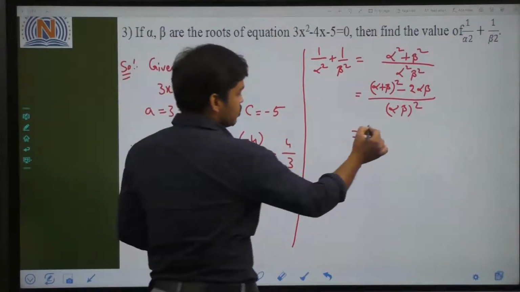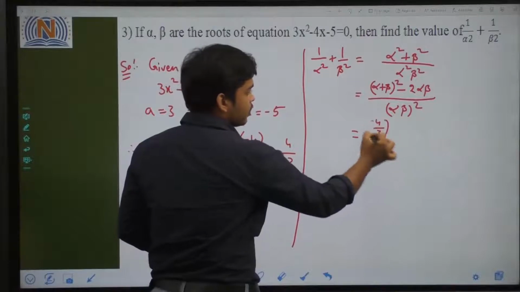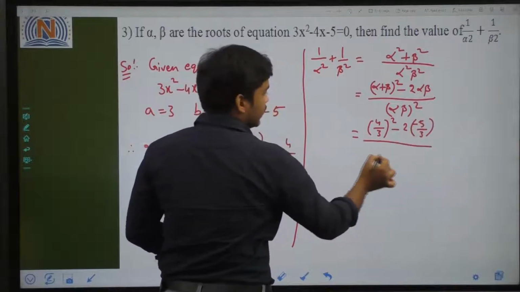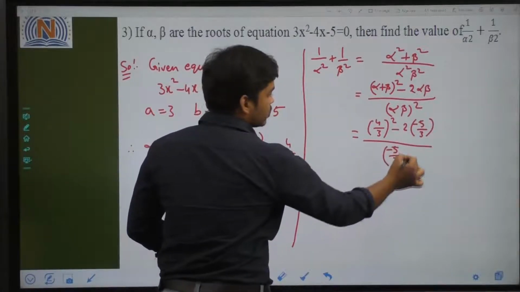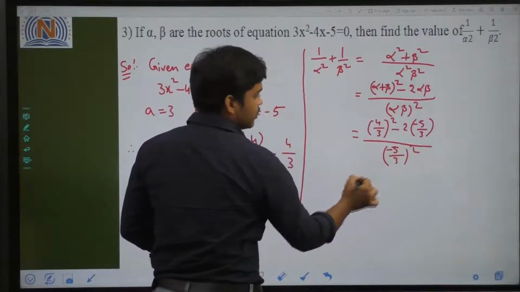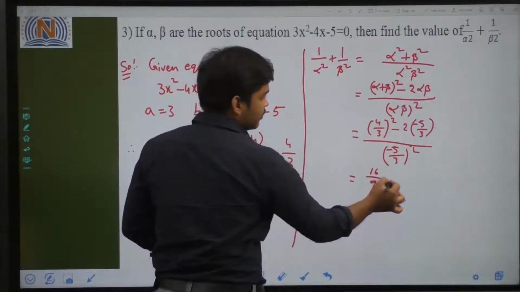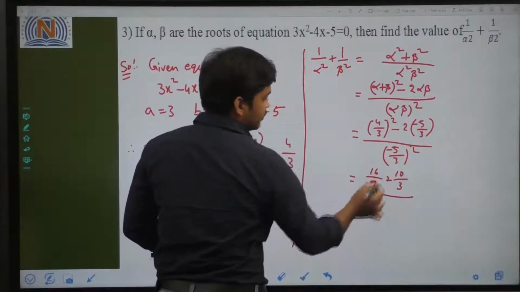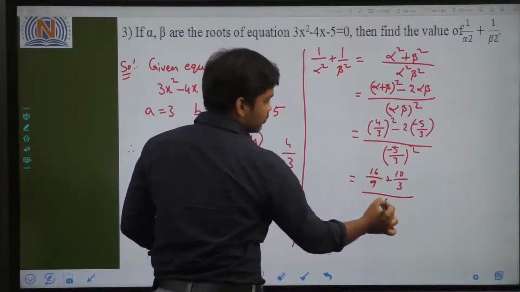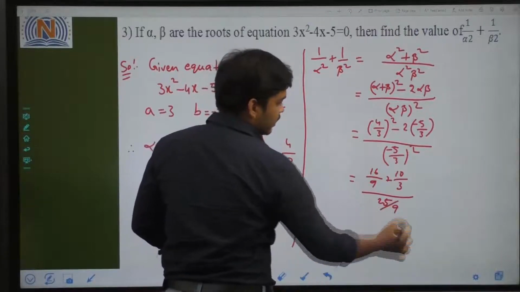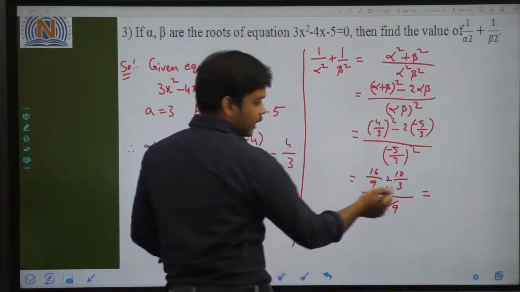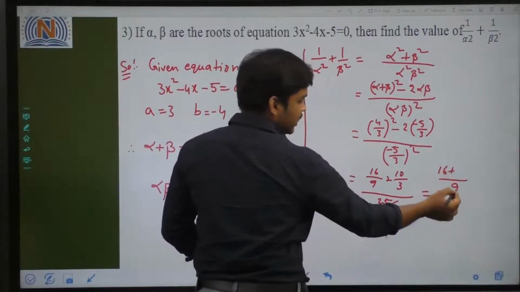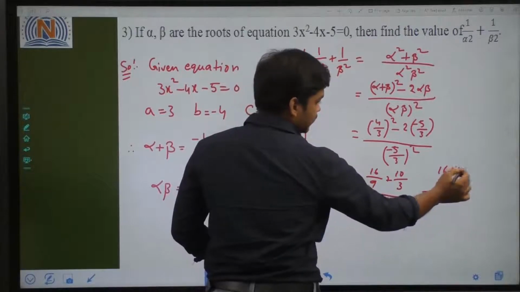Substitute in that formula. So 4 by 3 whole square minus 2 into minus 5 by 3, by minus 5 by 3 whole square. Here if you simplify this, 16 by 9, minus into minus plus, 2 5s are 10 by 3, by 5 square is 25, by 3 square is 9. If you simplify this, take LCM of 9 and 3, 9 is the LCM, then 16 plus 3 3s are 9, 3 10s are 30.